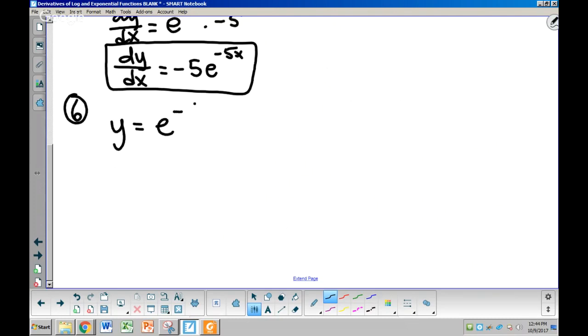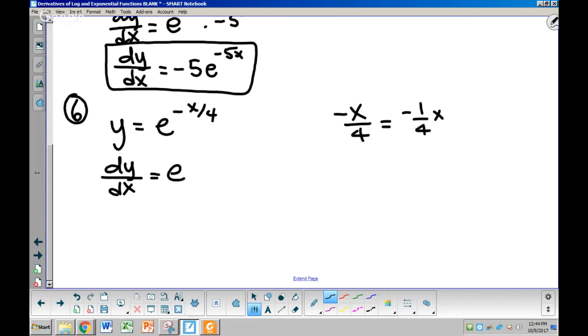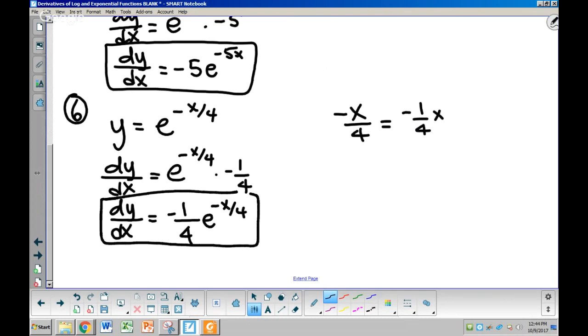y equals e to the negative x over 4. dy dx is equal to, now, negative x over 4 is equivalent to what, if you wrote it out? Negative 1/4 x, right? So don't let it trick you. Don't use the quotient rule there. Okay, so it's going to be e to the negative x over 4 times negative 1/4. So you can rewrite this as dy dx equals negative 1/4 e to the negative x over 4. Are we sold yet? Number 8.